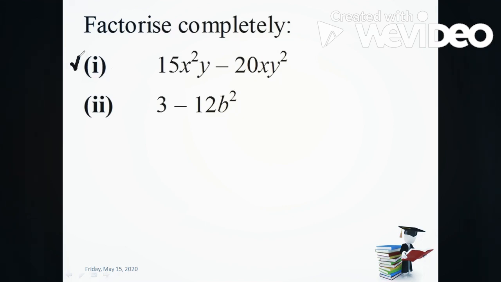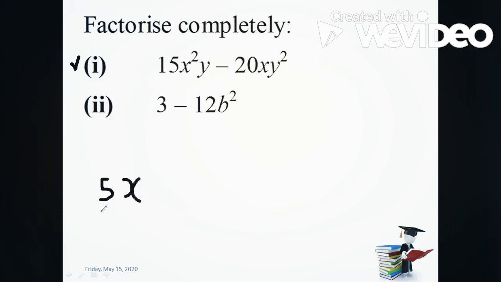Number 1, that is factorizing with powers. All right, so we have 15 and we have 20. So what we do, we look for the highest common factor there. That's going to be 5. We have x squared, we have x to the 1 power. So what we do, we look for the lower power number.